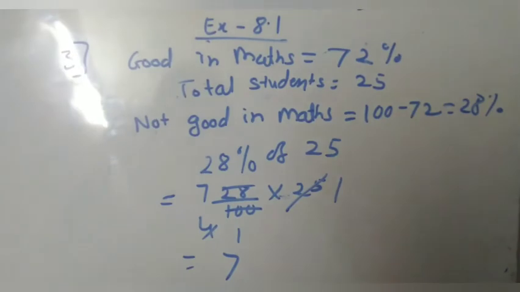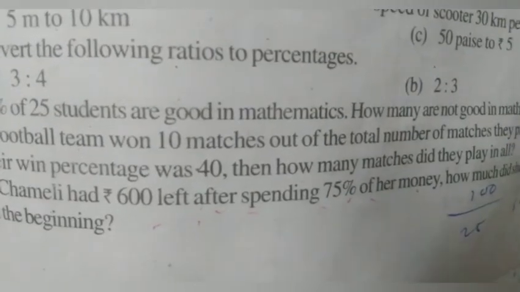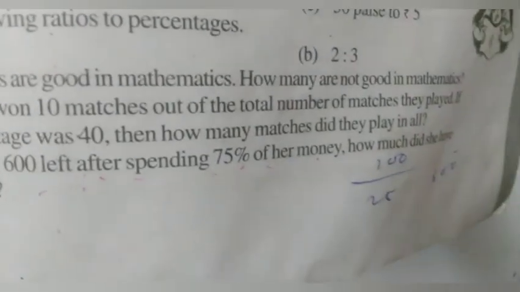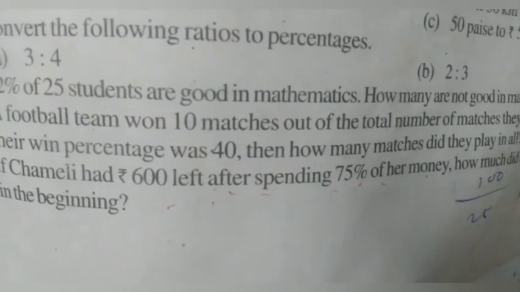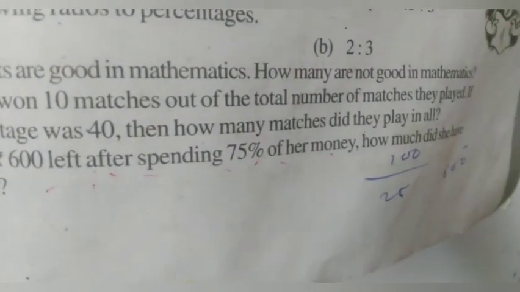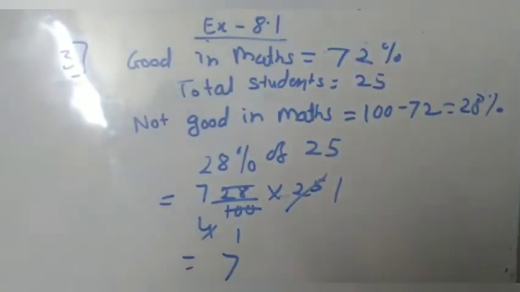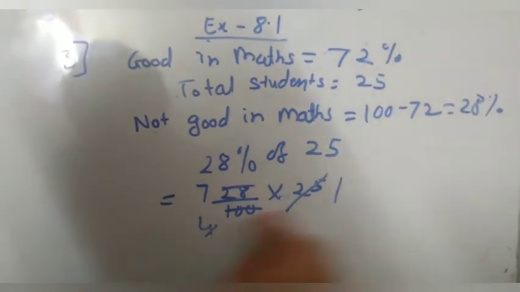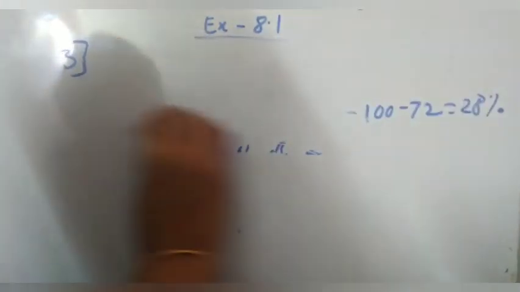Next problem. A football team won 10 matches out of the total number of matches they played. If their win percentage was 40, then how many matches did they play in all? Now football team won 10 matches. Football team won matches equals 10.